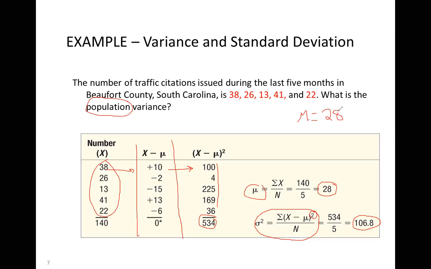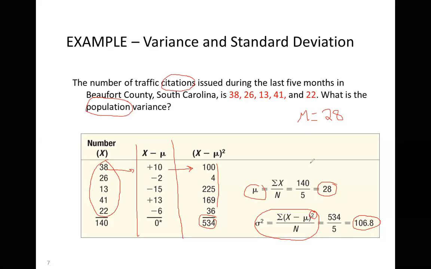Now the question. For this data, we have mu equal to 28. So now, the unit of measurement for the data: the number of traffic citations. Then the unit of measurement now is citations. So mu equals 28 citations. Okay, that's the unit of measurement for our data.